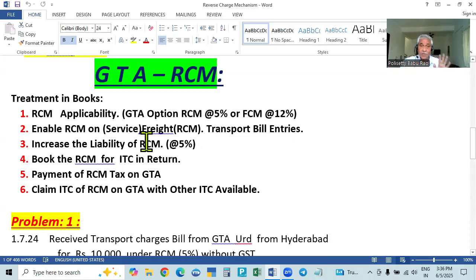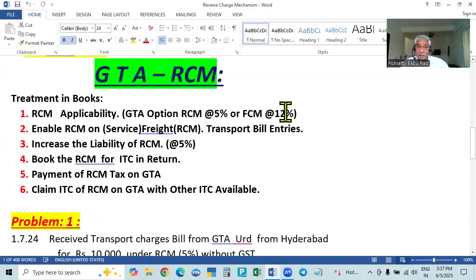So we'll enter all the parties, and then we have to enter the expense, that is freight, that is transport charges. So there are two types. One is 5% under RCM, another one is 12% under FCM. So for RCM, we will enter the taxes. That is, tax will be paid afterwards. Tax will be paid and ITC will be claimed. That is why for payment of the liability tax, that is under reverse charge, we have to pay. For that, we create a transport charges under RCM.